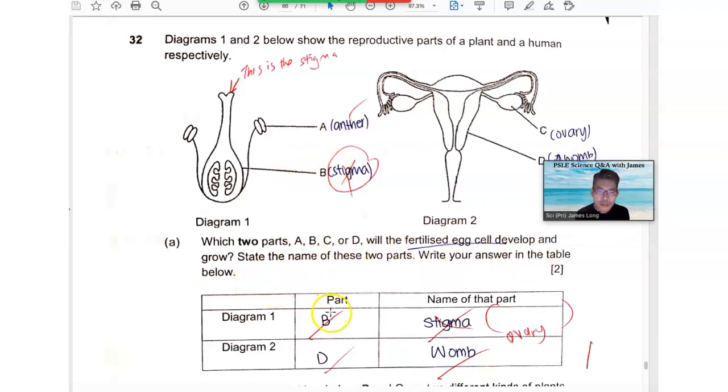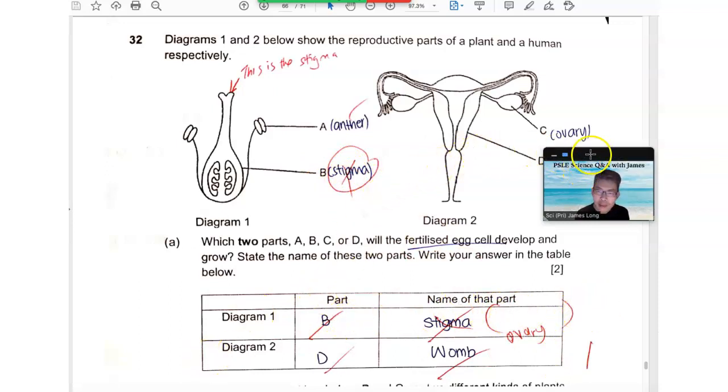So part B is the part whereby the fertilized egg cell will develop. The pollen grains land on the stigma, the pollen tube goes down into the ovary, and then the male cell will fuse with the female reproductive cell, which are the ovules. So the name of this part here is the ovary. This will be 1 mark per row, so no marks for this row.